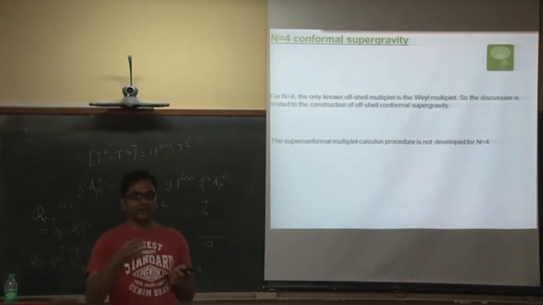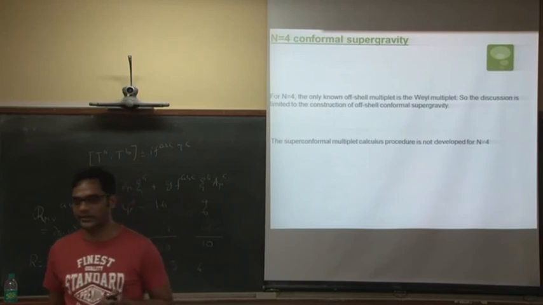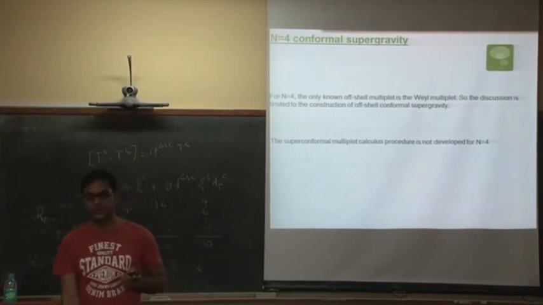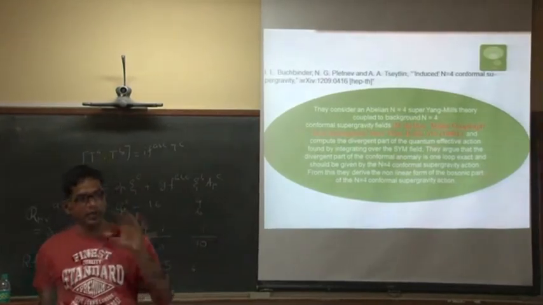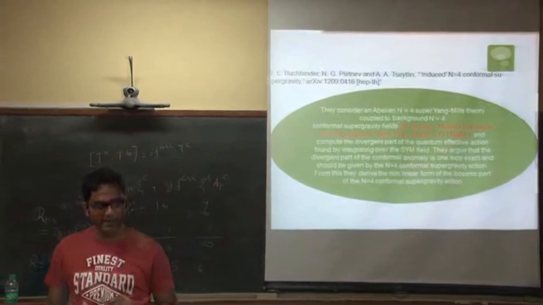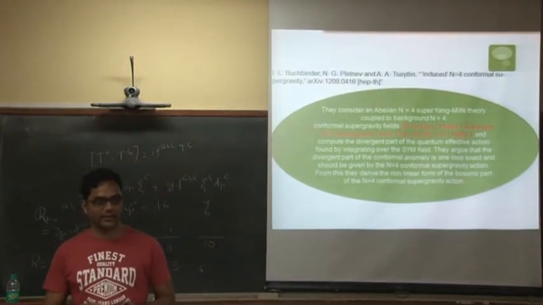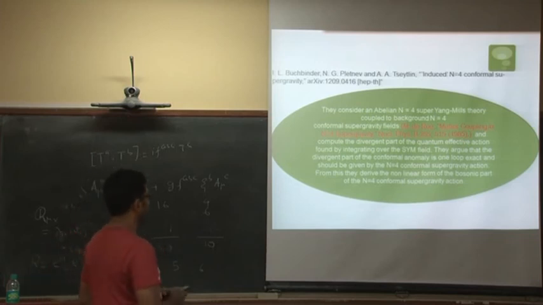For N equal to 2, in that paper itself they wrote down the action. So they knew all this multiplier calculus. But for N equal to 4 they only gave the multiplier. But in 1985, he took this on-shell vector multiplier and coupled it to this N equal to 4 Weyl multiplier. And he wrote down an action and he got the Einstein-Hilbert term and so on. But since the vector multiplier was on-shell, it was not an off-shell theory.